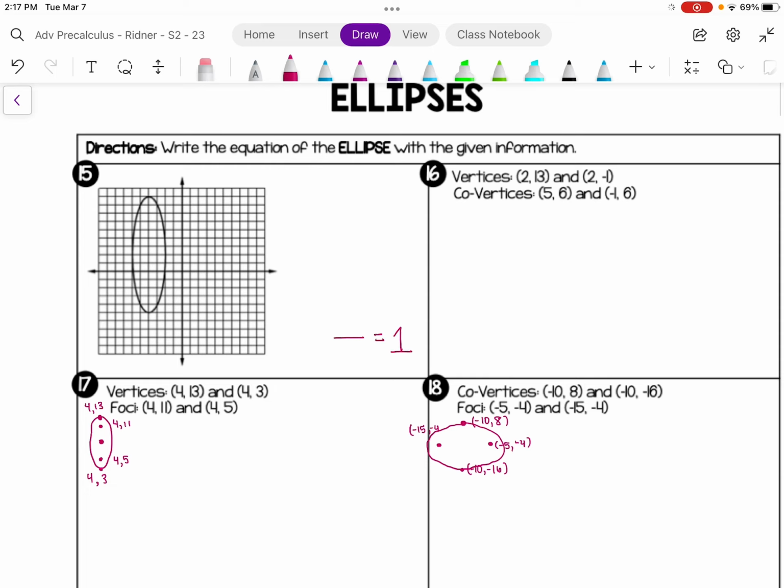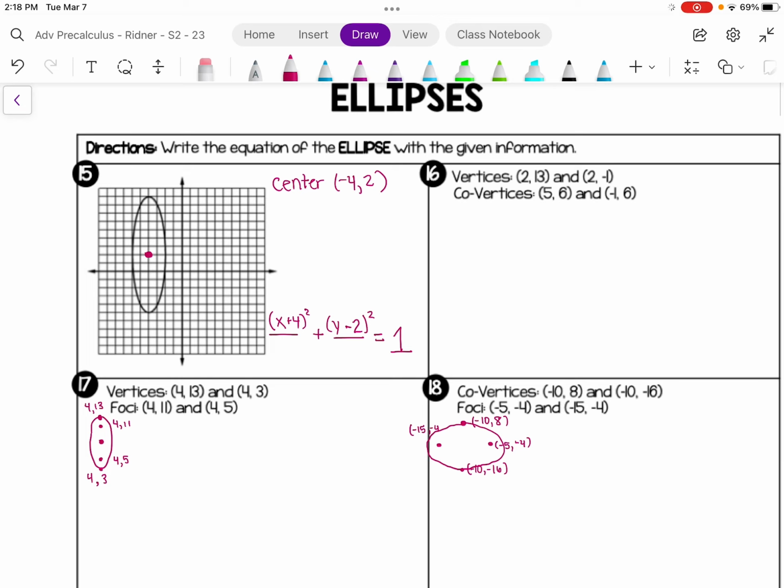We know that we're going to have an x and a y squared, where that is our center. So finding the center here is -4, -2, or sorry, +2. So we're going to do +4, -2.